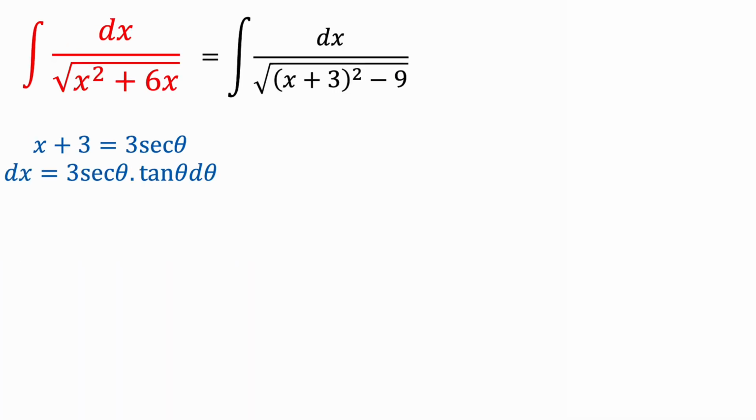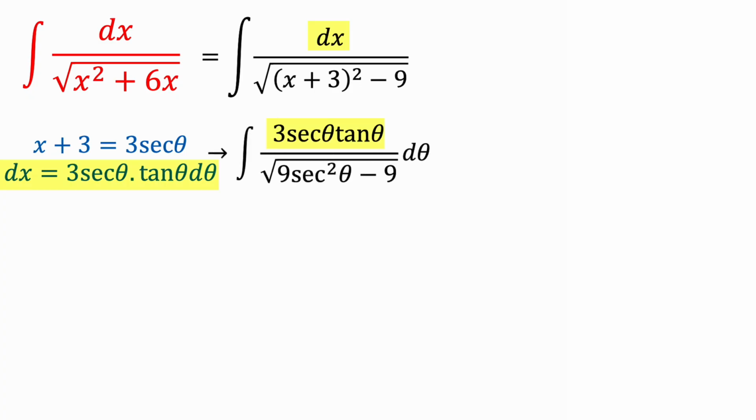This is equal to the derivative of 3 secant theta, as we've often repeated. That is 3 secant theta tangent theta d theta. So dx becomes 3 secant theta tangent theta d theta. Let's go ahead and substitute all of that in.